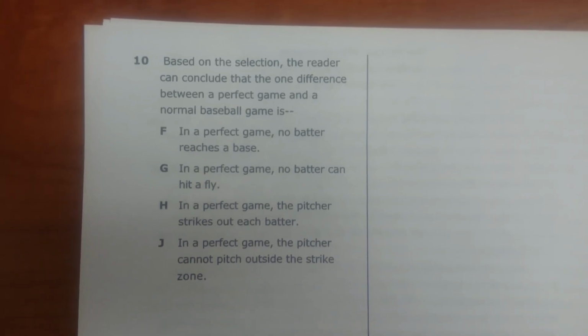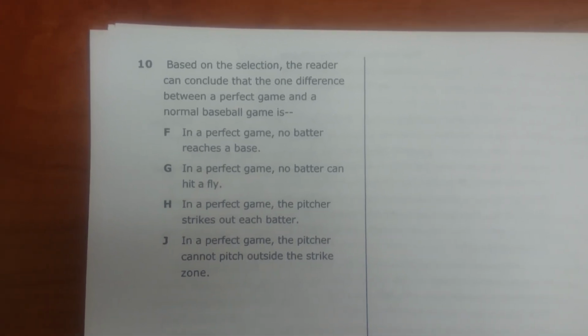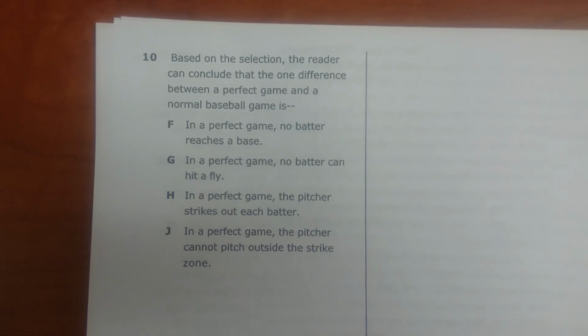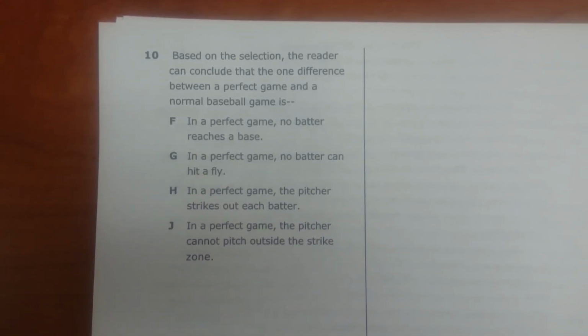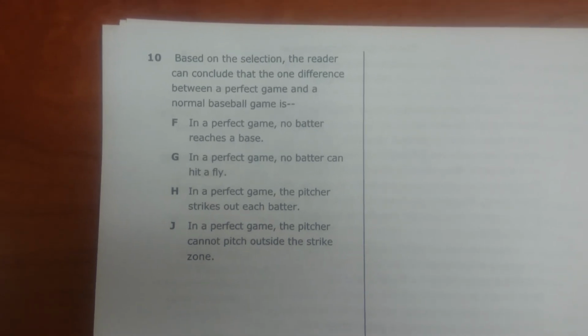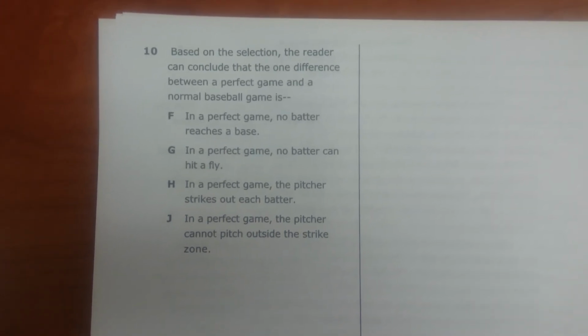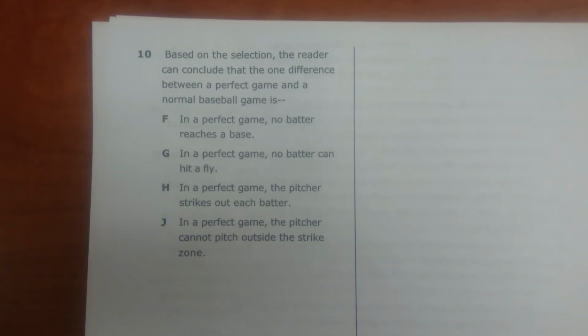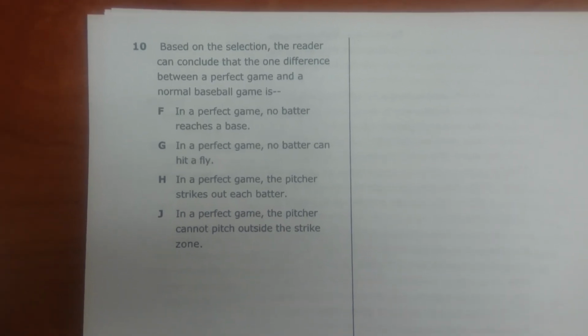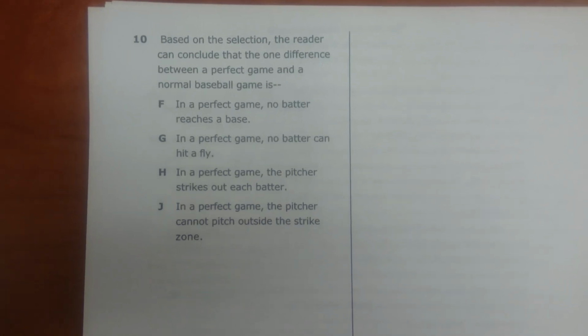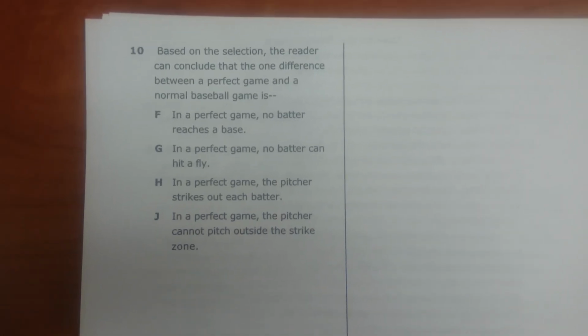Number 10. Based on the selection, the reader can conclude that the one difference between a perfect game and a normal baseball game is F. In a perfect game, no batter reaches a base. G. In a perfect game, no batter can hit a fly. H. In a perfect game, the pitcher strikes out each batter. J. In a perfect game, the pitcher cannot pitch outside the strike zone.